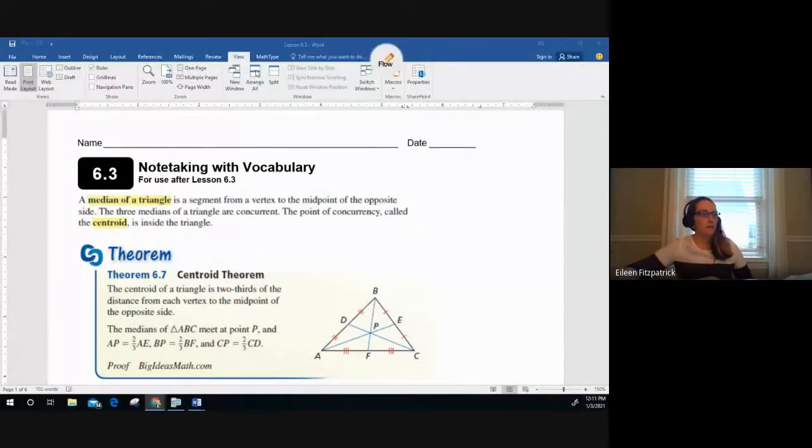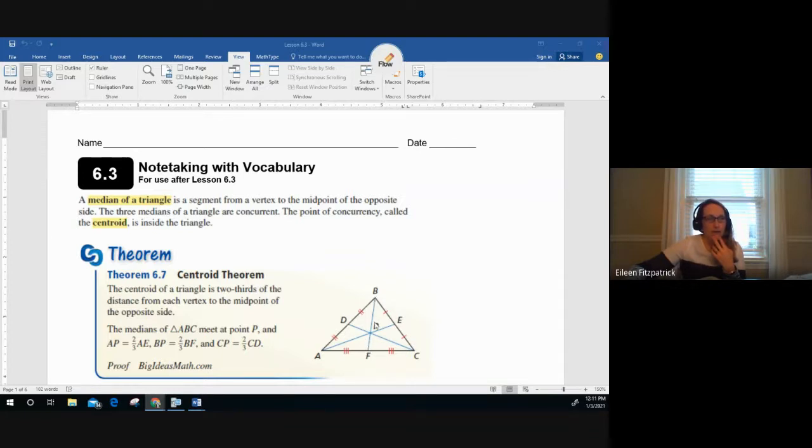Okay, so lesson 6.3, still working with our triangles. This time we're going to be talking about the medians of a triangle. So to start, it says a median of a triangle is a segment from a vertex to the midpoint of the opposite side. Okay, so let's look at this for a second.